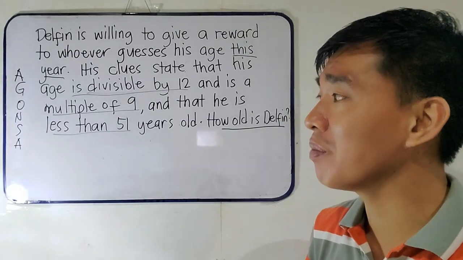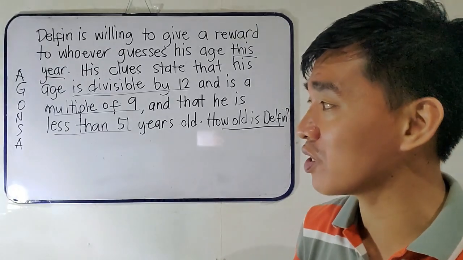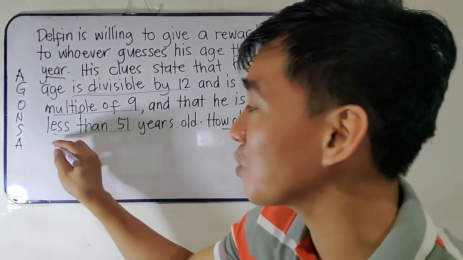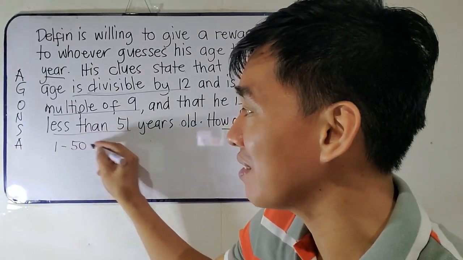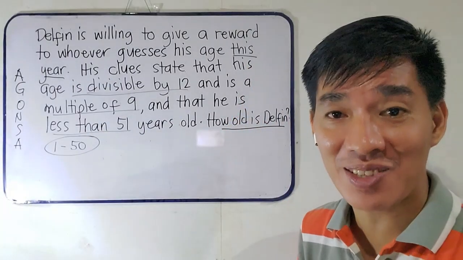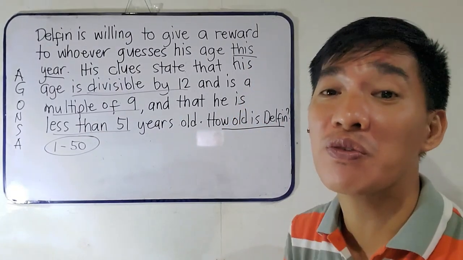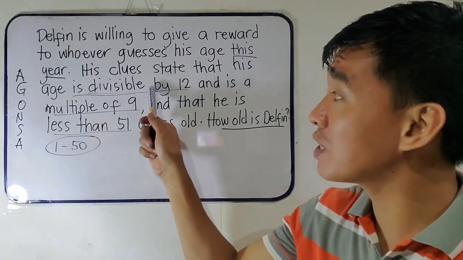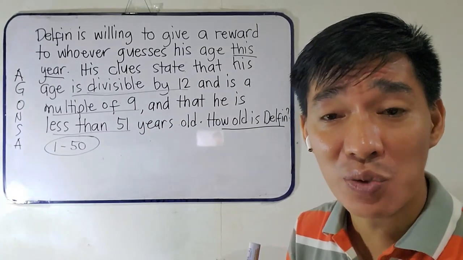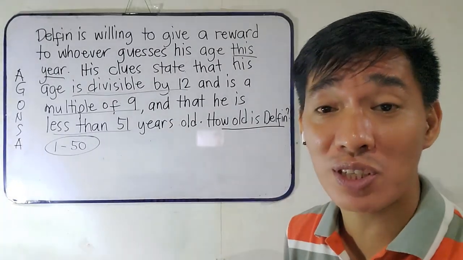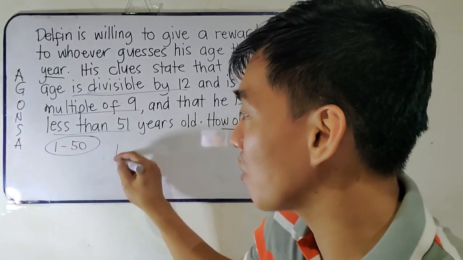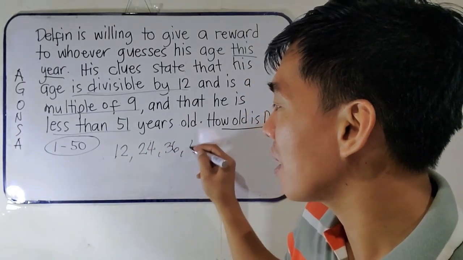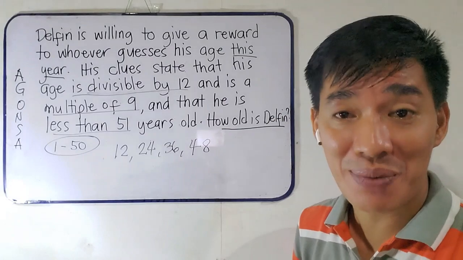To solve this problem, of course, let us first limit our answers. Our answer should be less than 51, so that's 1 up to 50. These are the possible answers. His age should be 1 up to 50 only because he should be less than 51. And it's supposed to be divisible by 12. What are the numbers from 1 to 50 which are divisible by 12? Those are 12, 24, 36, 48. Those are the possible answers.